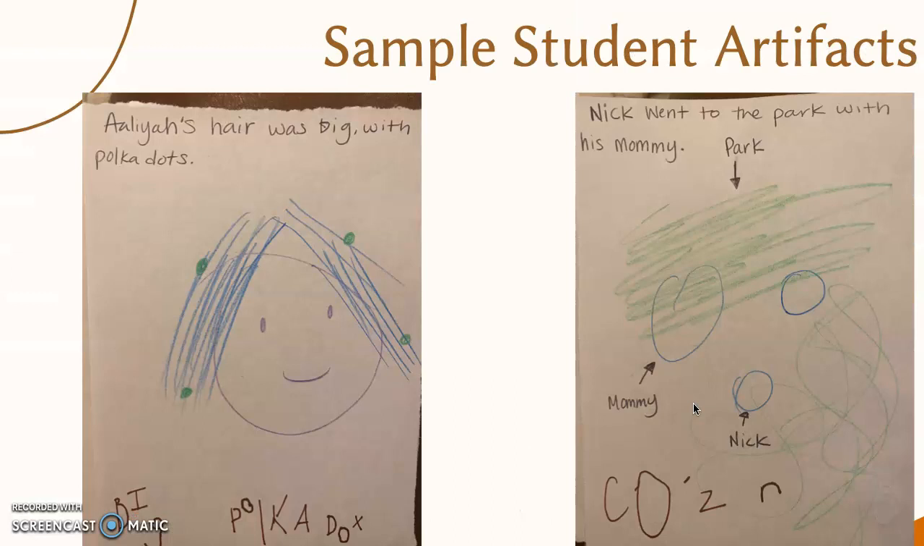Here are some samples of student artifacts. So this first artifact would be of a student who is somewhere between 4 and 5 years old. And in her story, she wrote, Aaliyah's hair was big with polka dots. So you can see that she was able to draw the shape of a face, and knows that people have eyes and a mouth. And she drew some strokes for hair and polka dots. She knows what polka dots are because she added little dots within her character's hair.